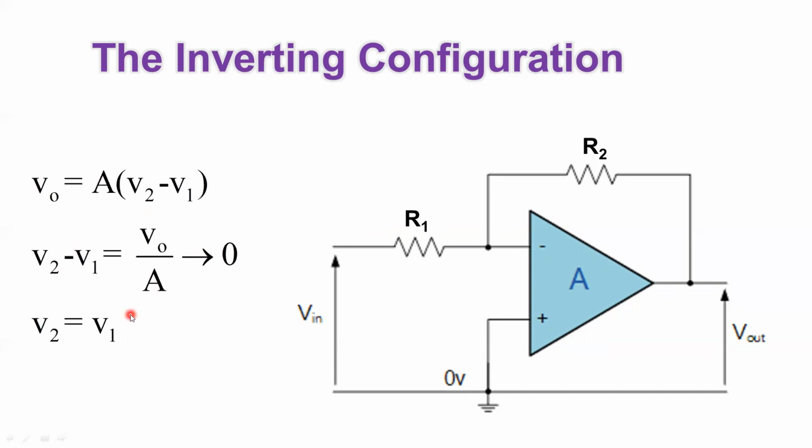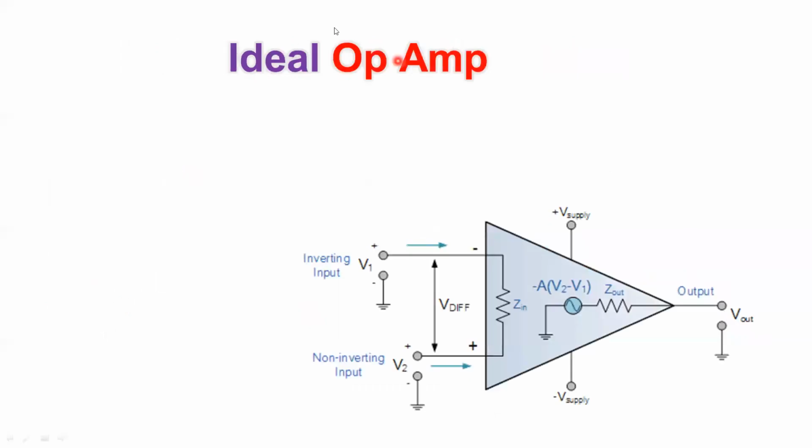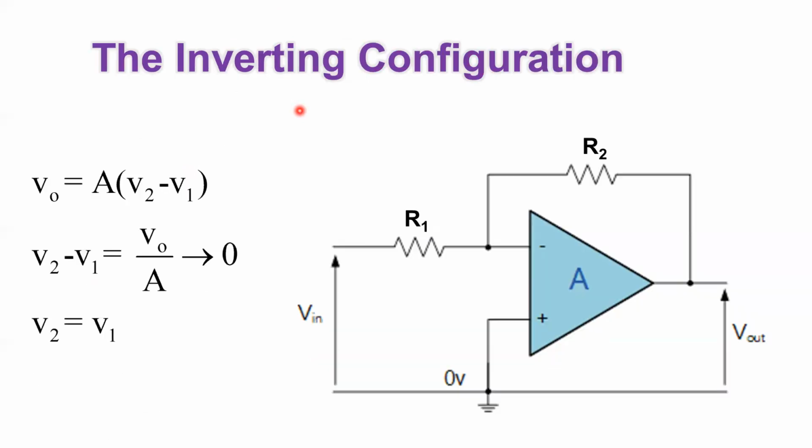So, whenever you find the word ideal amplifier in any problem, you should make 3 very basic assumptions: infinite input impedance, 0 output impedance, and the 2 voltages across the 2 inputs are equal, V2 equals V1. So these are 3 very important assumptions in order to solve your problem whenever you have what we can call an ideal operational amplifier.